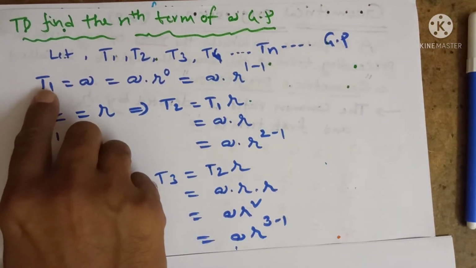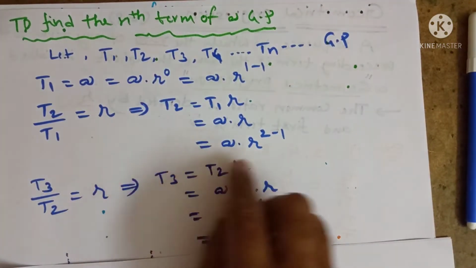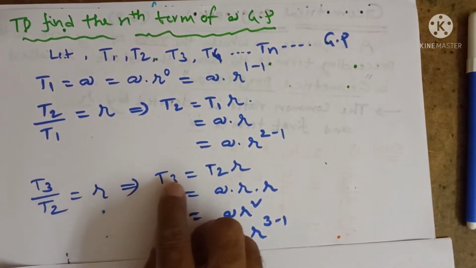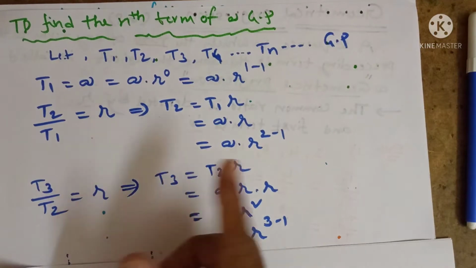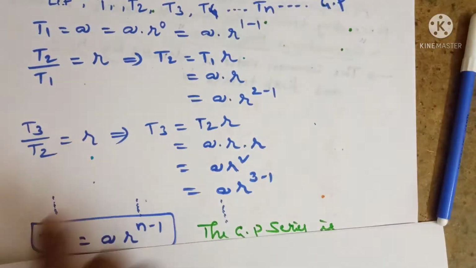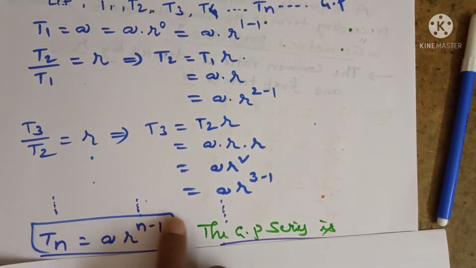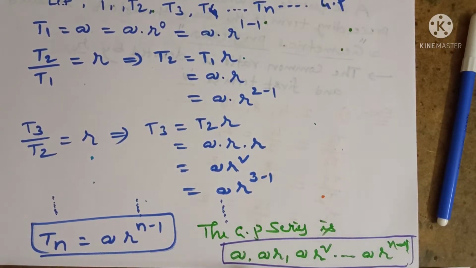So, in the first term, A into R power 1 minus 1. In the second term, T2, A into R power 2 minus 1. In the third term, T3, A into R power 3 minus 1. Similarly, the nth term, Tn, is equal to A into R power n minus 1. So, the GP series is A, AR, AR square, and so on, AR power n minus 1.